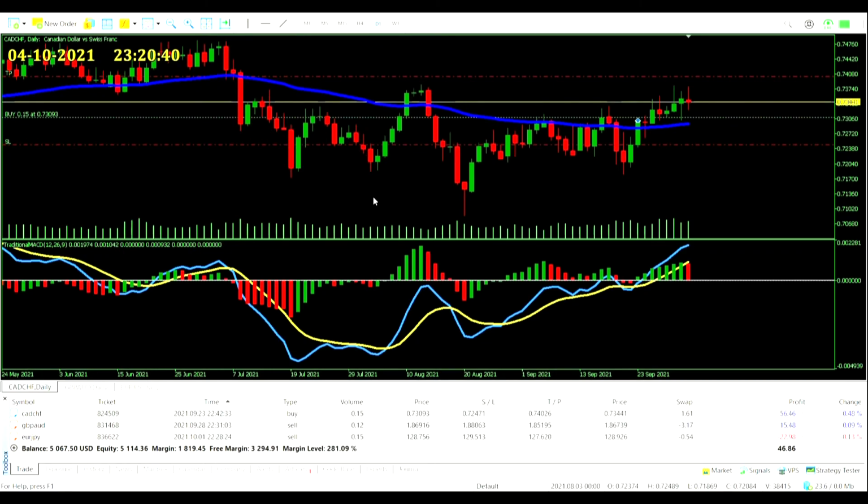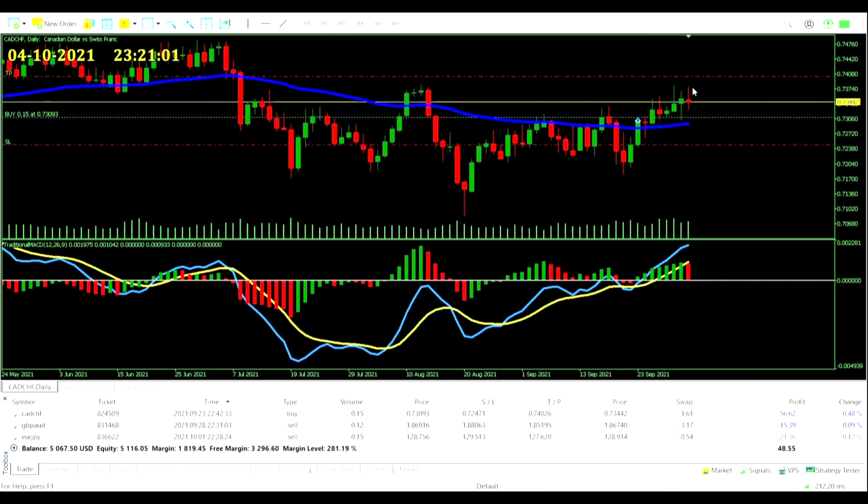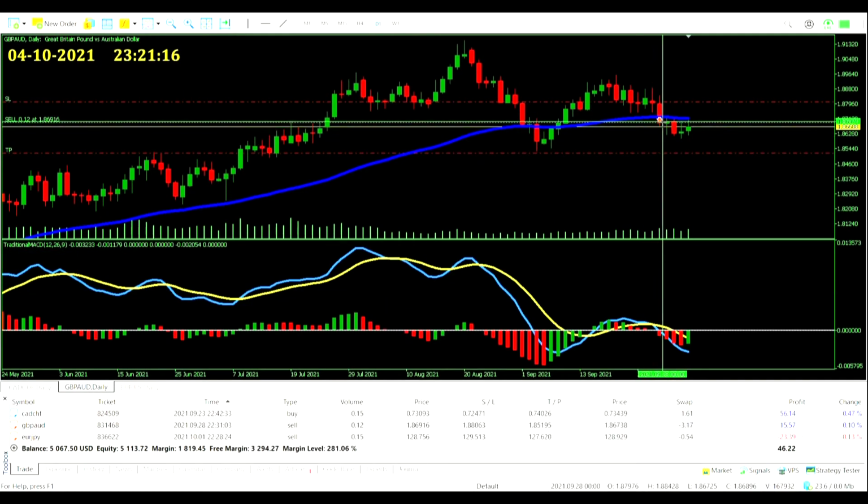Day 26, and it is the new week for our MACD EMA strategy. All 3 of our trades are still open. How are they doing? Canadian dollar, Swiss franc, not a lot of movement today. Did search up to a nice high level there. Not enough to take profit though, and no indicator change either. Great British pound, Australian dollar, we're in that sell trade. Price moved back against us today, in profit still by just a touch.